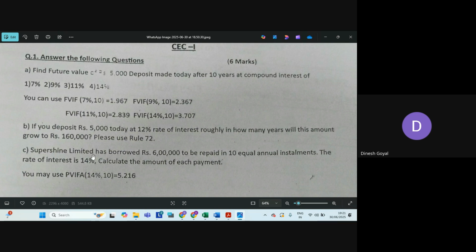6 lakh है, 10 है, 14 है. So 10 or 14, you are able to identify what is 10 and 14. N is 10 and I or R is 14%. So I is 14 upon 100, 0.14, right? Now, what is this 6 lakh and what have they asked you? Are you able to identify that? We have to find annuity, because annual installment is to calculate the amount of that. So annuity you have to find and this is the present value.